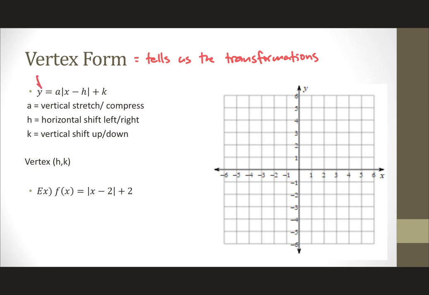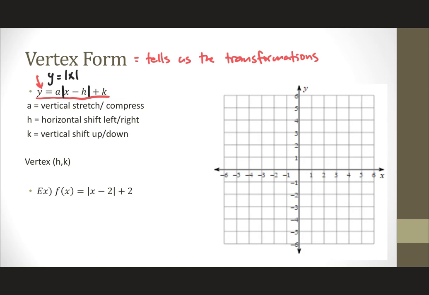This is vertex form, right here. Now, it changes its appearance based on which parent function you're dealing with. Today, we are dealing with absolute value. So please notice that we have the absolute value bars right here. My original parent function was y is equal to absolute value of x. Notice how we just added stuff around it.